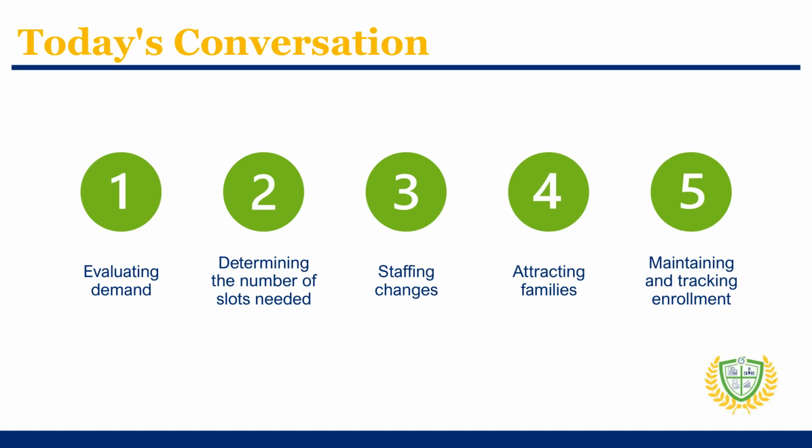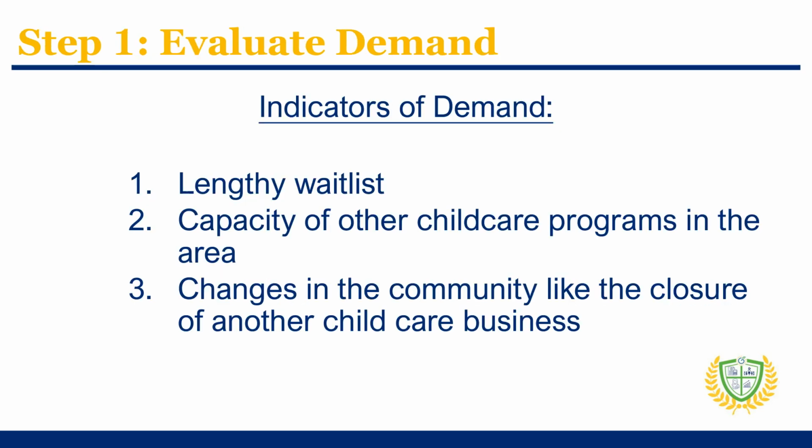Today, we will go over the 5 essential steps for managing enrollment, which include evaluating demand, determining the number of slots needed, staffing changes, attracting families, and maintaining and tracking enrollment. The most critical step for managing enrollment is determining the levels and types of demand for your childcare services.